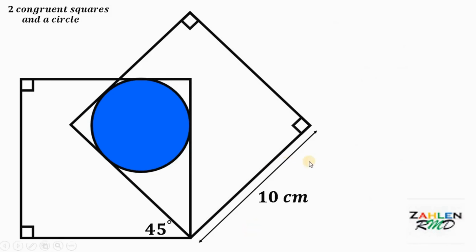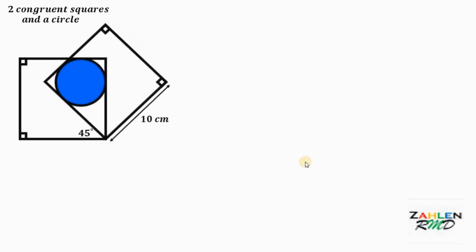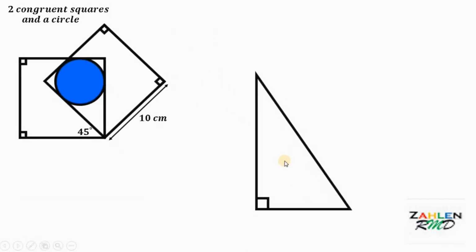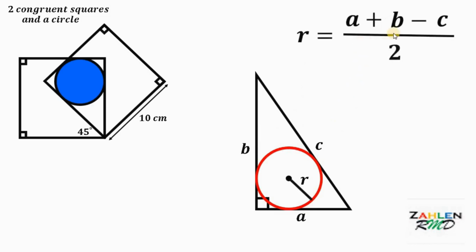To answer this problem, we will use one concept. If we have any right triangle with side lengths a, b, and c, wherein c is the hypotenuse and a and b are the legs of this right triangle, and we draw a circle inside of it, it follows that the length of the radius of this circle must be equal to (a + b - c) all over 2. This is not hard to prove. Now let's prove this result very quickly.